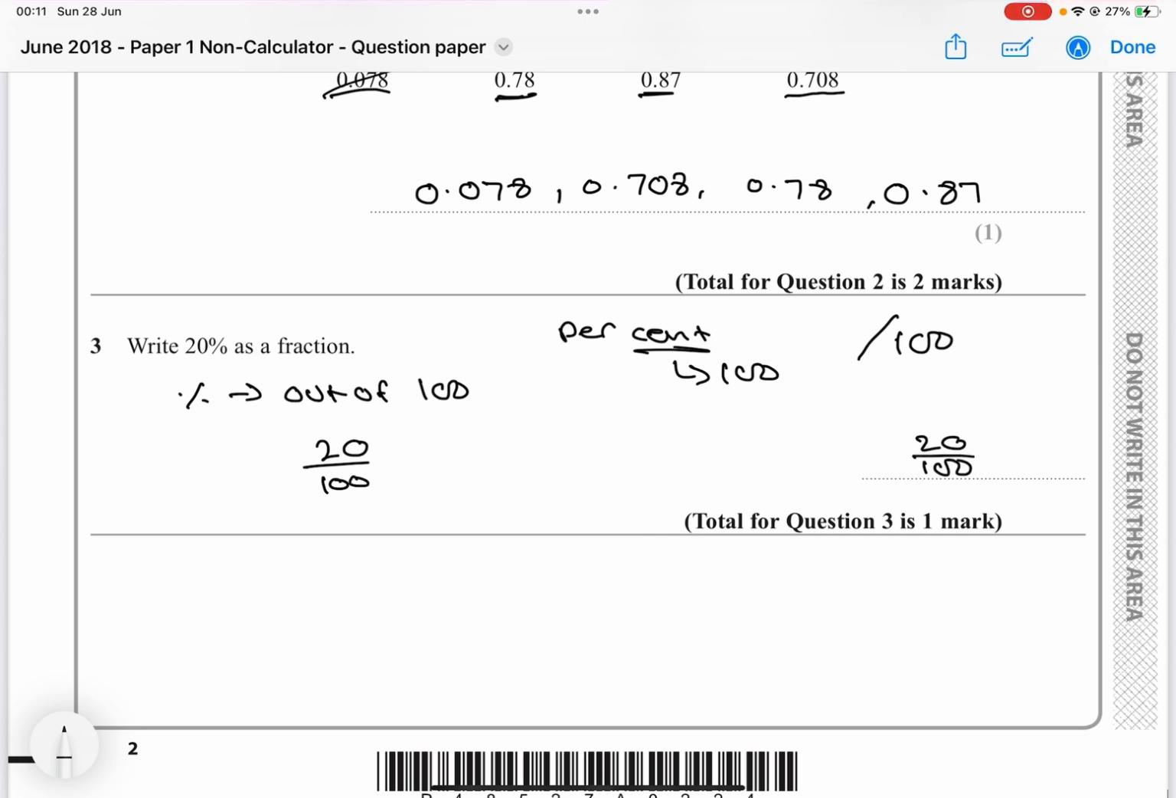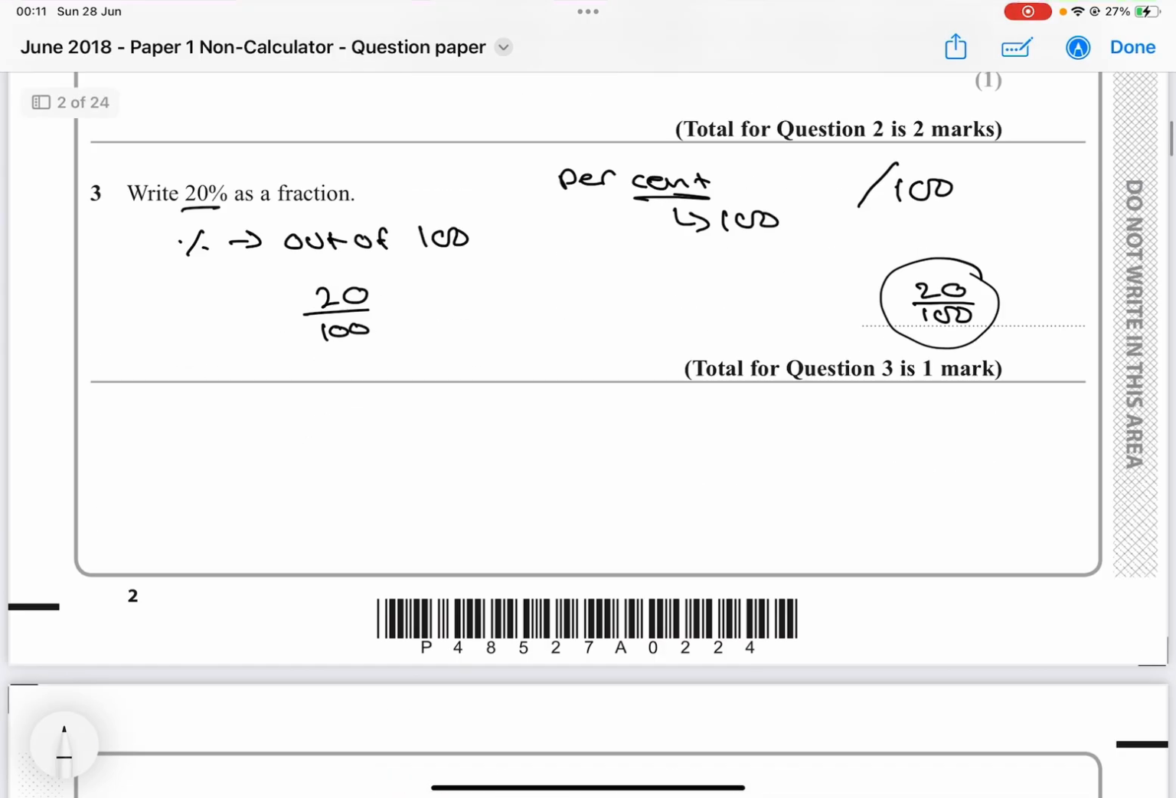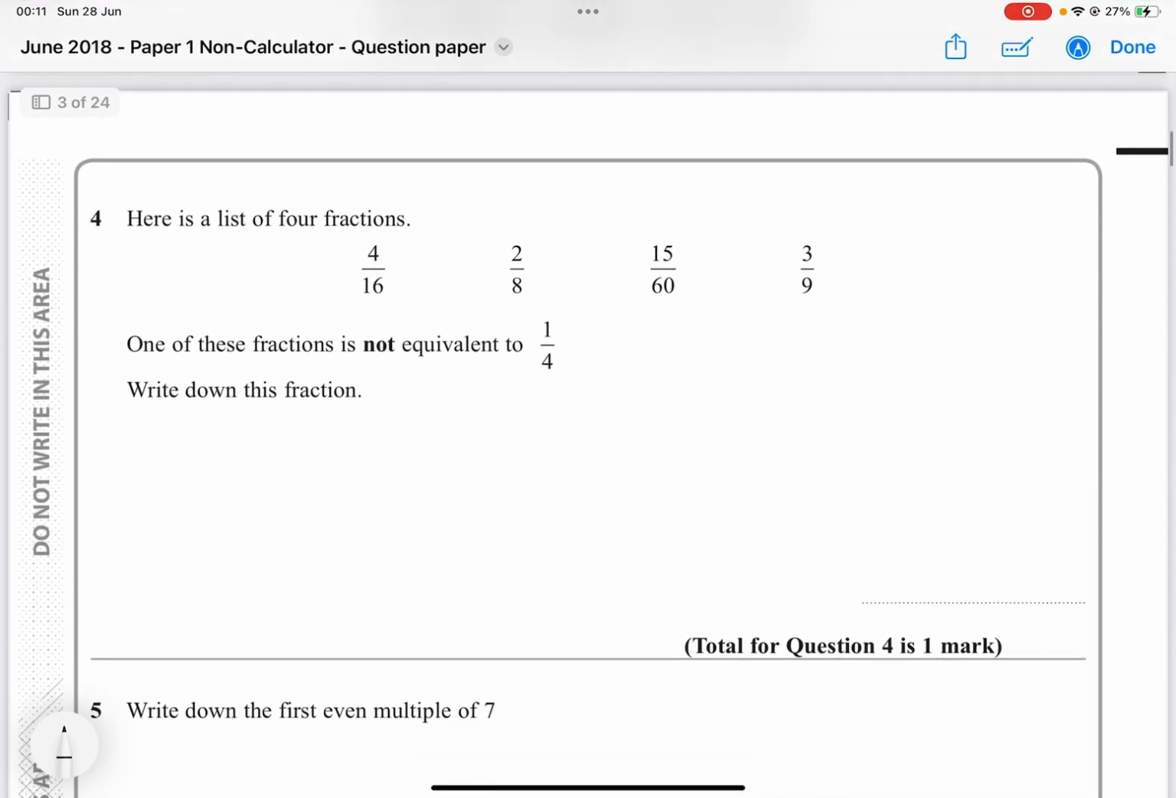If you want, I'm pretty sure you could possibly simplify it, but because it's 20% as a fraction, I think you have to keep it just like this, so probably do not simplify it. Question 4.